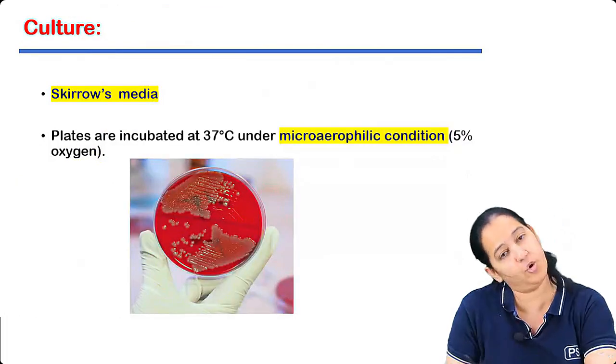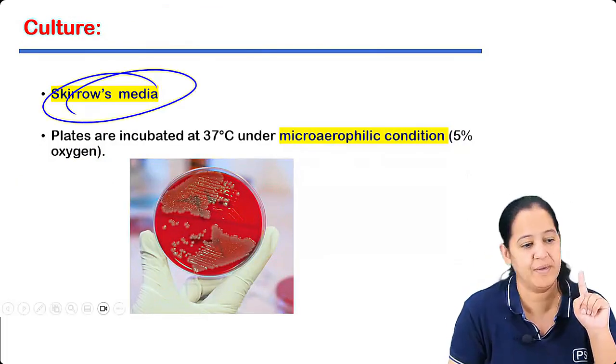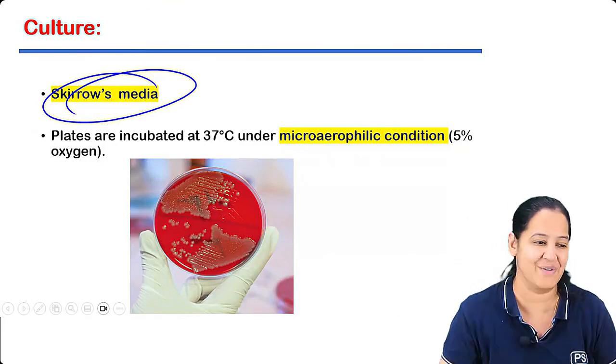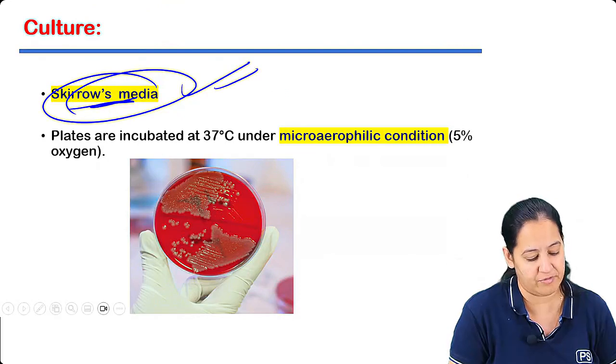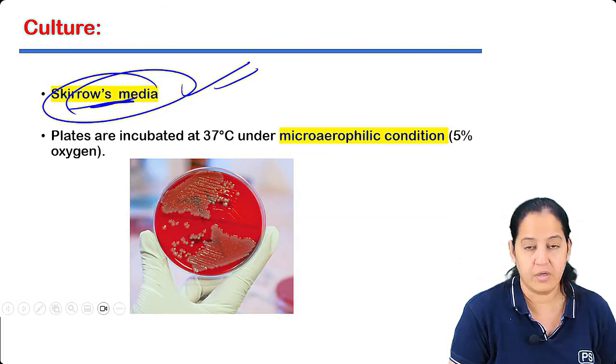The selective media for both of them is Skirrow. Everything is common; only the disease is different. Skirrow media is a very unique media, and it is selective for both of them. Okay, got it?